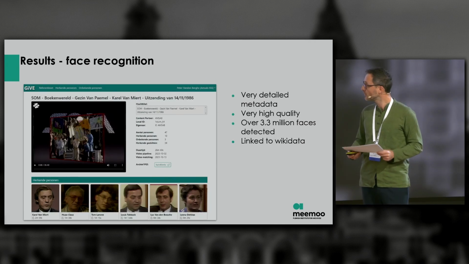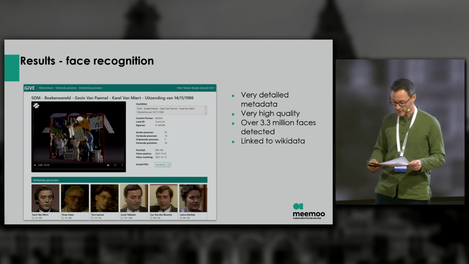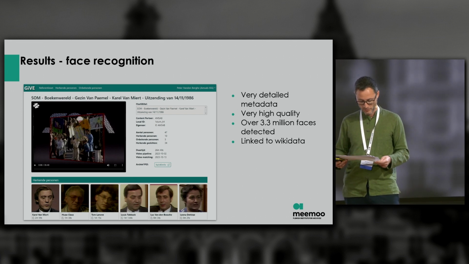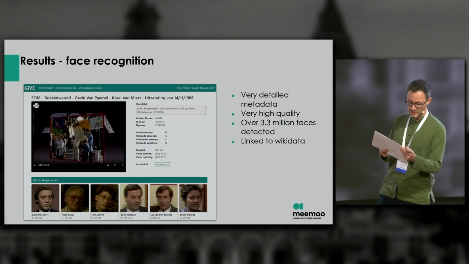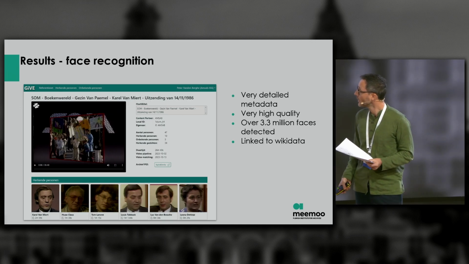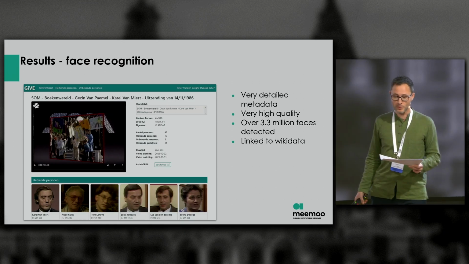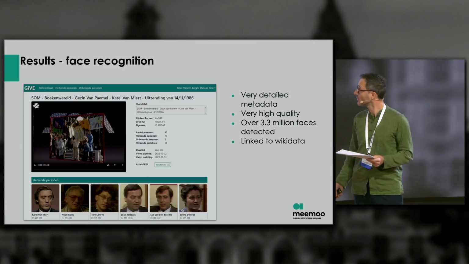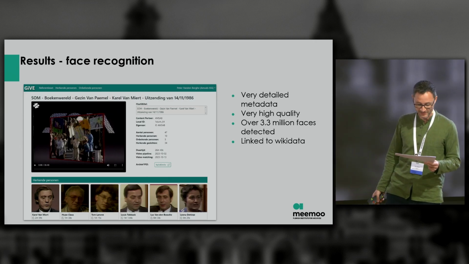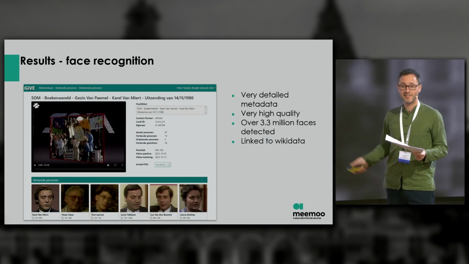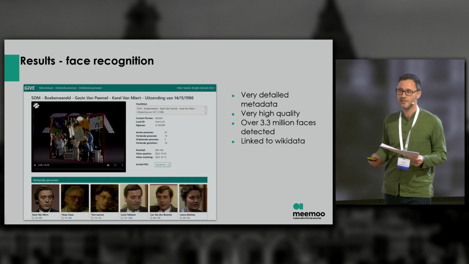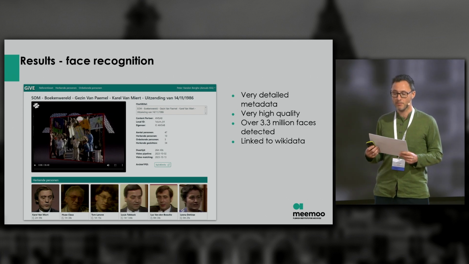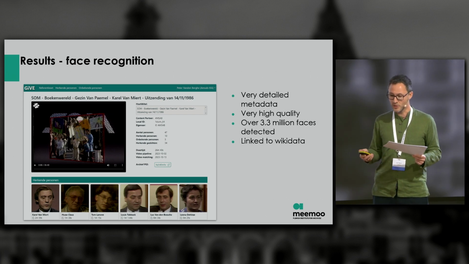Some brief results. What you can see here is a screenshot of our validation tool, where you can see a page of a digitized video with people that were recognized in that video, how long they are in that video, and so on. So it's a digitized TV program of 1986. Generally, we could say that we have very detailed metadata, very high quality and quantity, and where possible, all these phases were also linked to Wikidata.